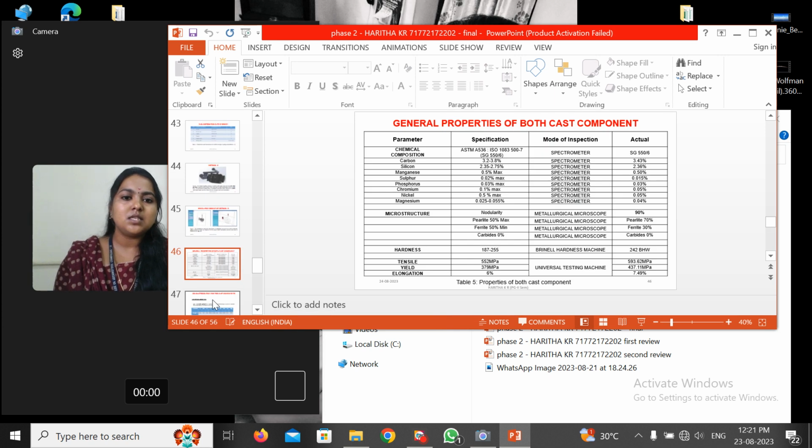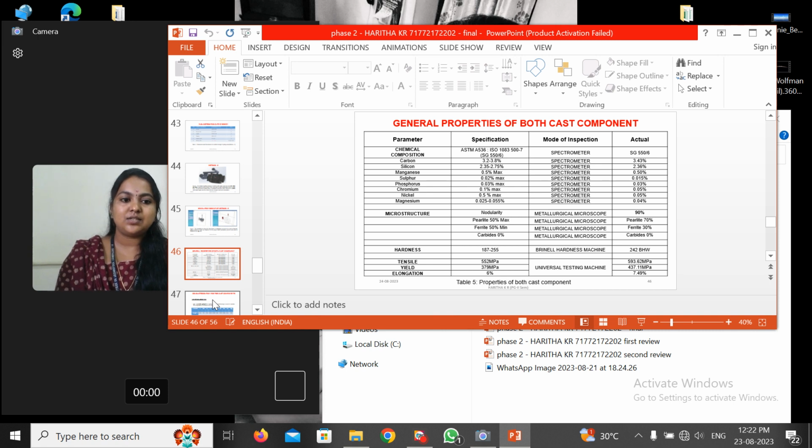And general properties for both cast components surround the specified chemical composition, ASTM A536 with respect to the ISO standard 1083, which is similar to the 500/7. Here SG 550/6 is used. Carbon is around 3.2 to 3.8. Then after analyzing using the spectro, 3.43 is actually maintained. Carbon, silicon, manganese, sulfur, phosphorus, chromium, nickel and magnesium 0.04.